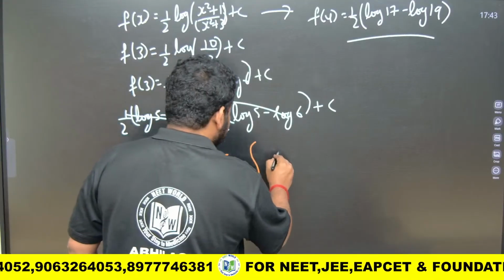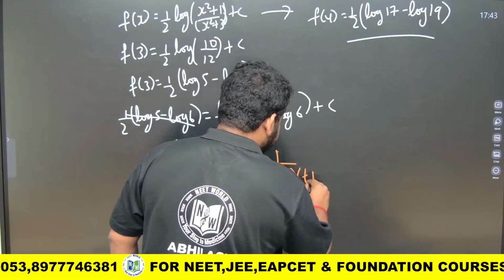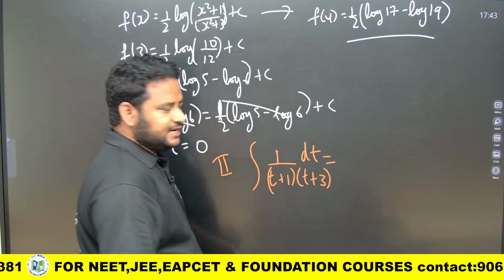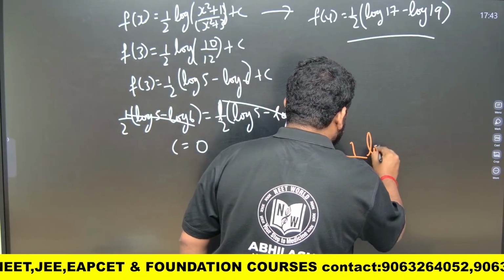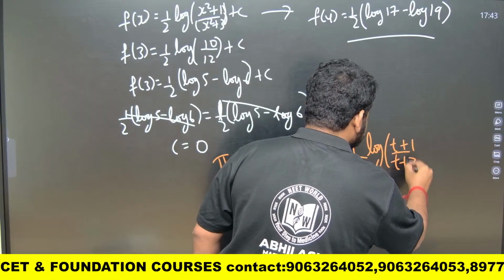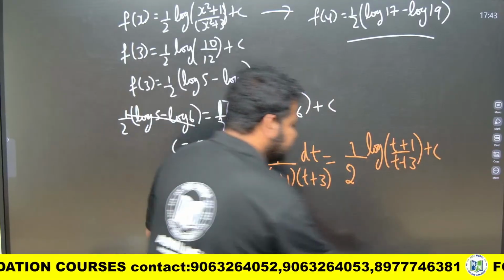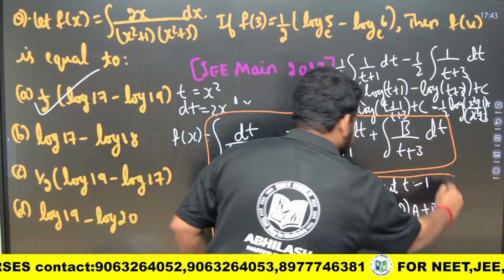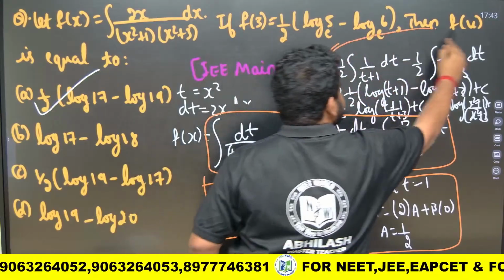So we have integral of 1 by (t plus 1)(t plus 3) dt. This one I will directly write as 1 by 2 log of (t plus 1) by (t plus 3) plus c. Directly I am writing it in just one step. So how many steps could I avoid? I could avoid these many steps, and all these things.